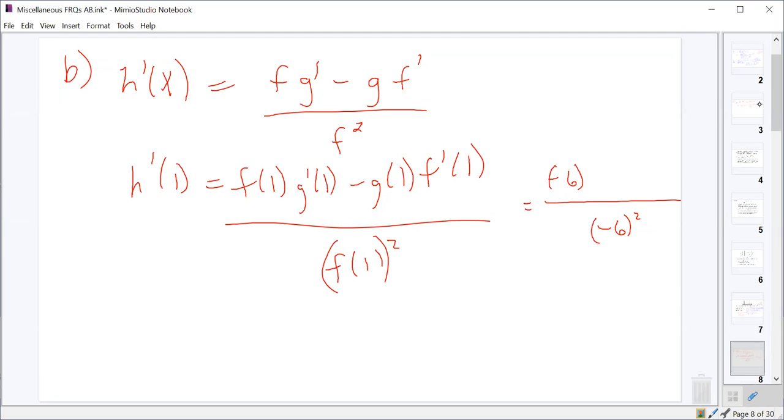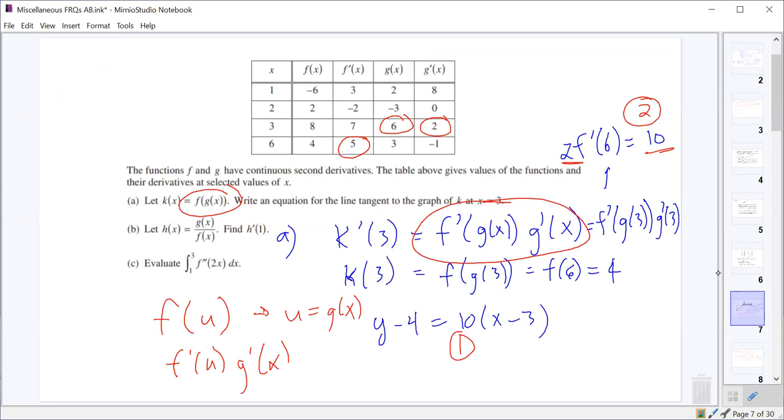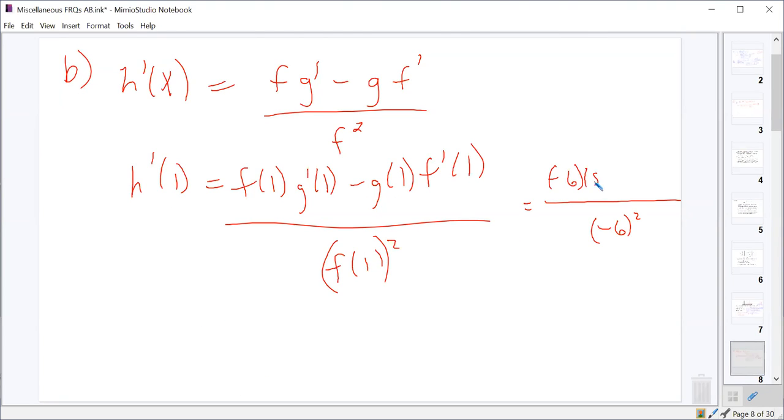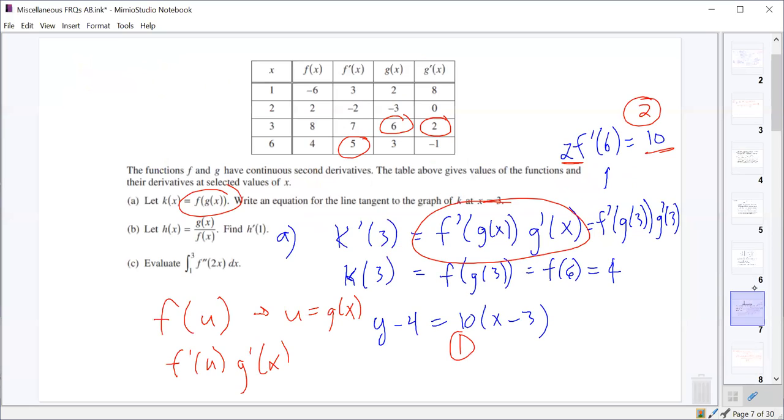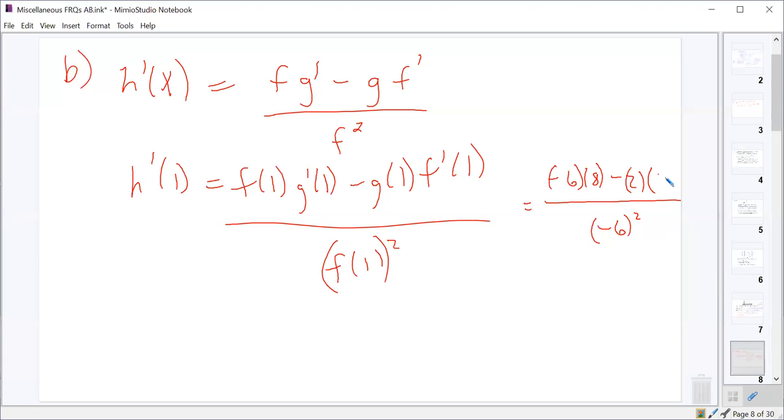G prime of 1 was 8. G of 1 was 2. And f prime of 1 was 3. So whatever that comes out to be, -48 minus 6, which is -54 over 36. Those both ought to divide by, what do those both divide by? 18, right? So -3 over 2.